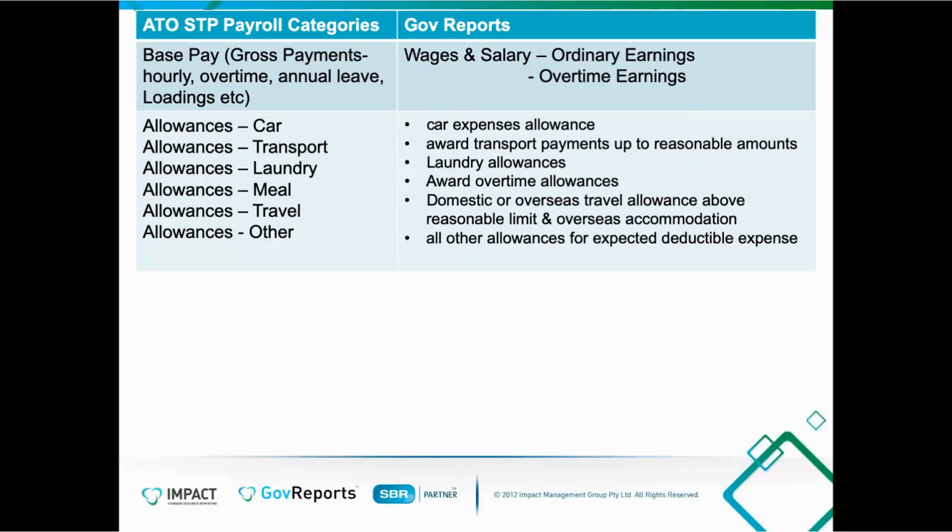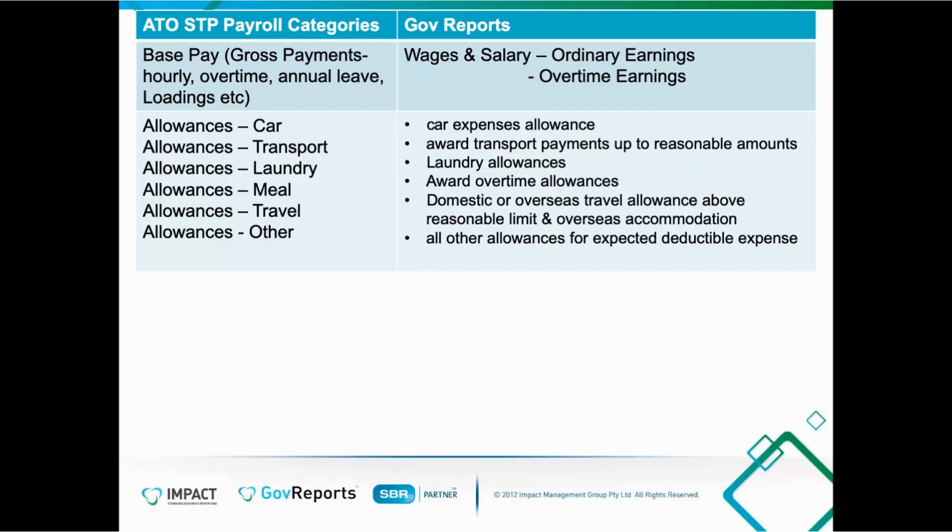So the gross payments in ATO, of course, equals our ordinary earnings and our overtime earnings. And again, depending on what industry, you may have other categories that are going into that wage and salary, as I mentioned, the site allowance for the building and construction industry. Then there are the 7 allowance areas that the ATO has set up: car, transport, laundry, meal, travel and others.